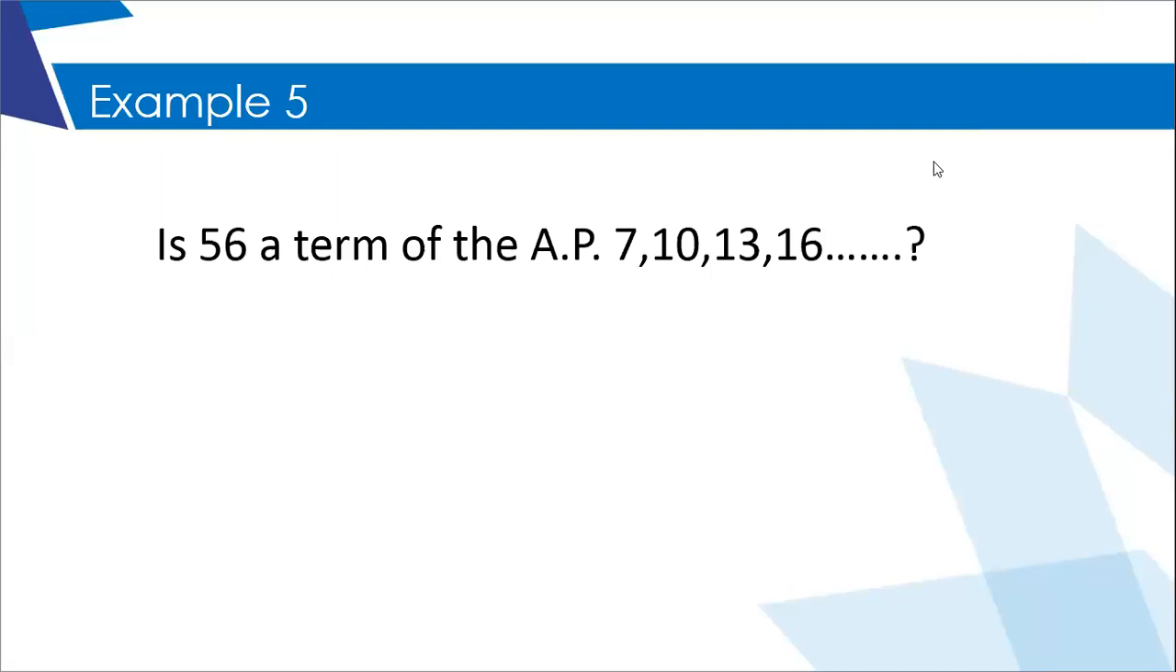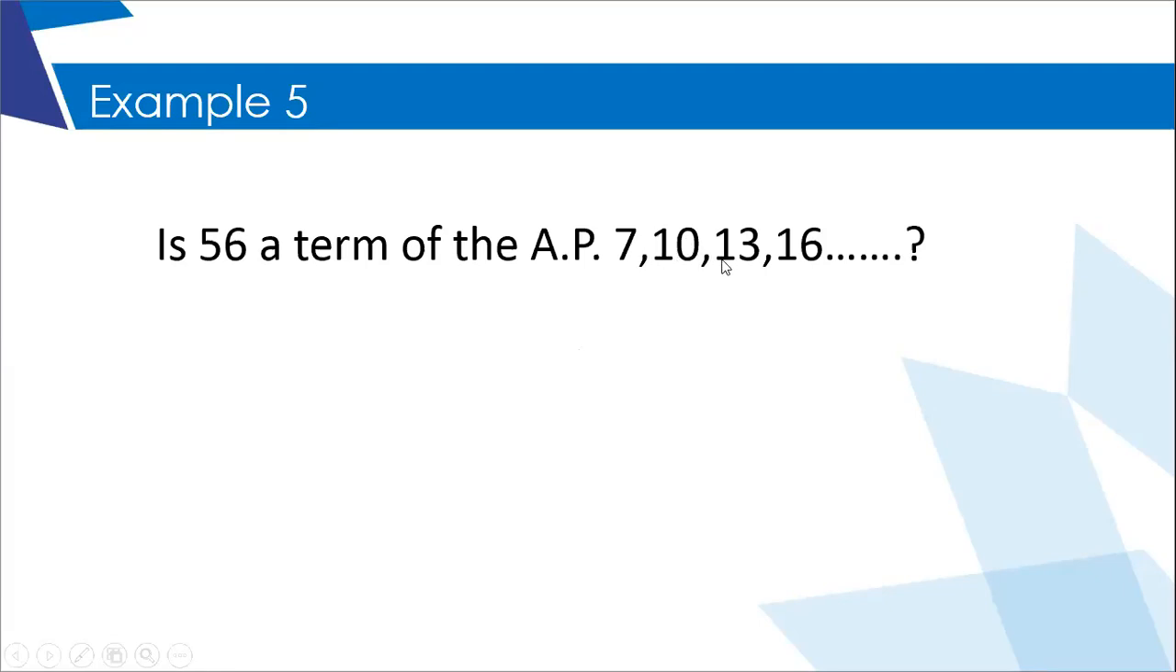Ma'am, it's not a term. Not a term? How can you say that? What have you done? Ma'am, we find d in this, which is 3, and then we take the difference between 16 and 56, the last term they have given, so it's 40, and 40 is not a multiple of 3. So which numbers are multiples of 3? I don't see any number that is a multiple of 3.